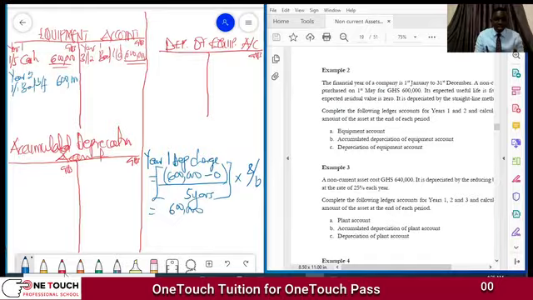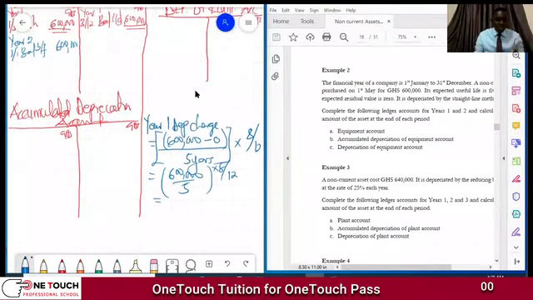So this equals 600,000 divided by 5 times 8 on 12. 600,000 divided by 5 gives us 120,000. So you have 120,000 times 8 divided by 12. That gives us 80,000. Okay, good.